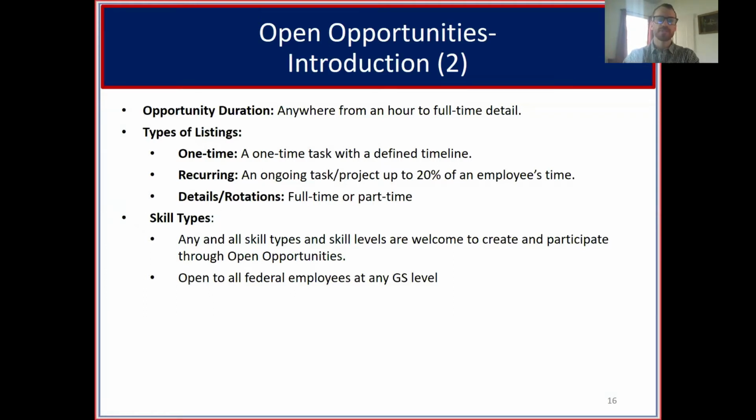The next type of opportunities that we have are recurring opportunities, which are ongoing tasks or projects that take up to 20% of an employee's time. An example would be an agency that needs to bring in some help to develop a website or to do some statistical analysis of program data or metrics. This would be longer than the one-time, but not quite a detail. It could be anything from a few hours a week to 20% time over the course of a few months.